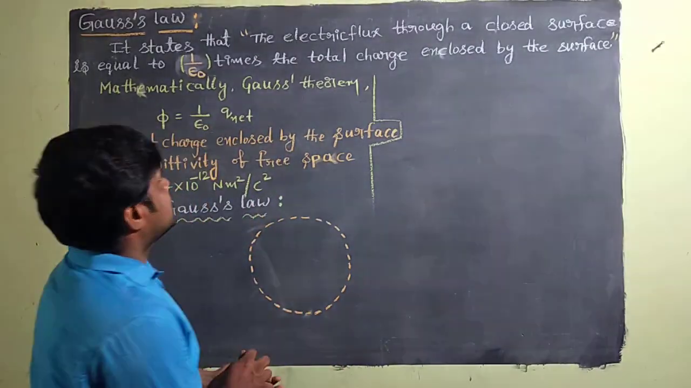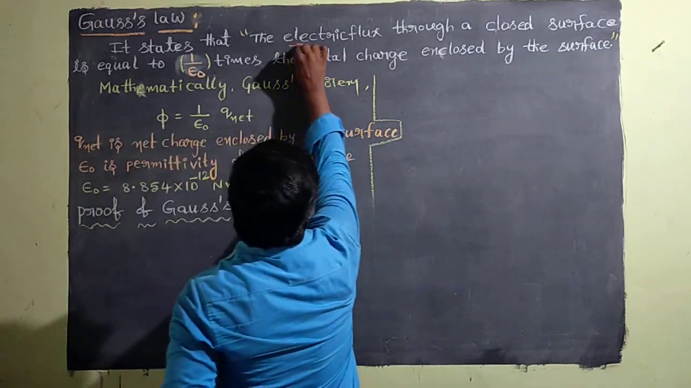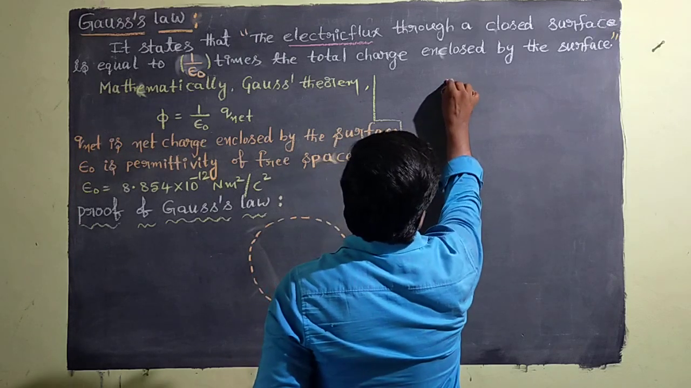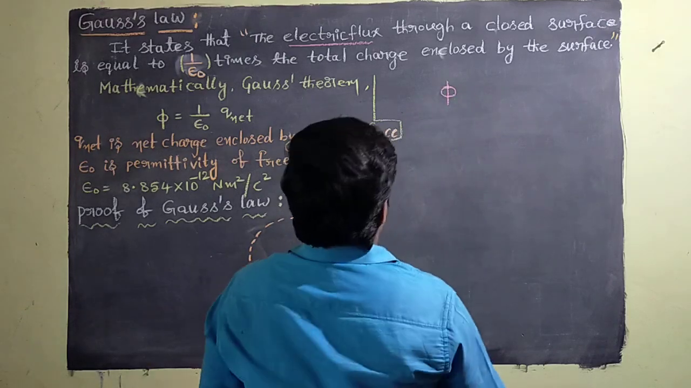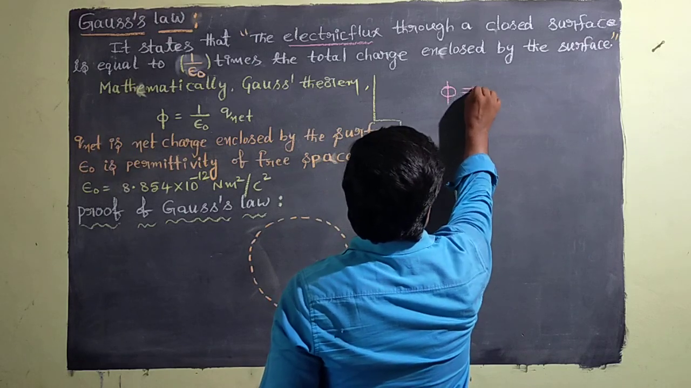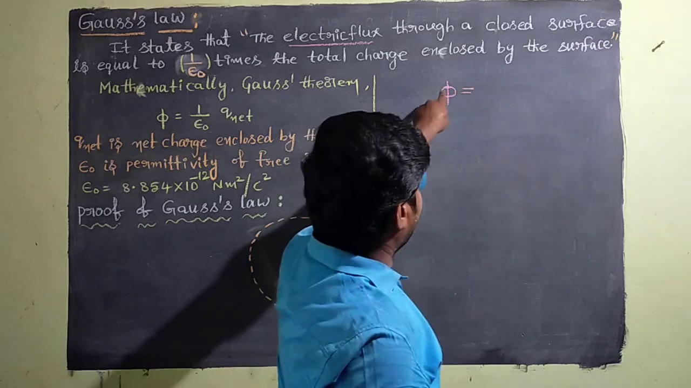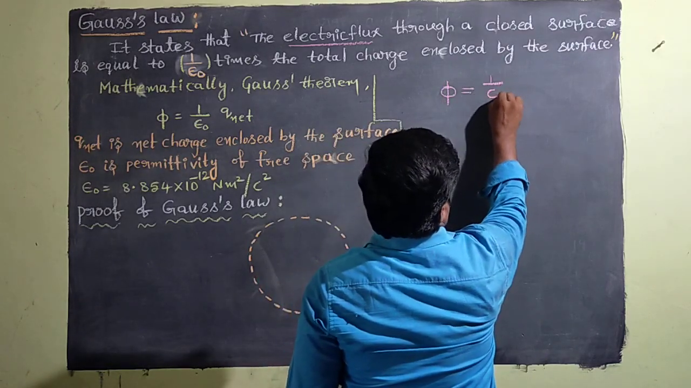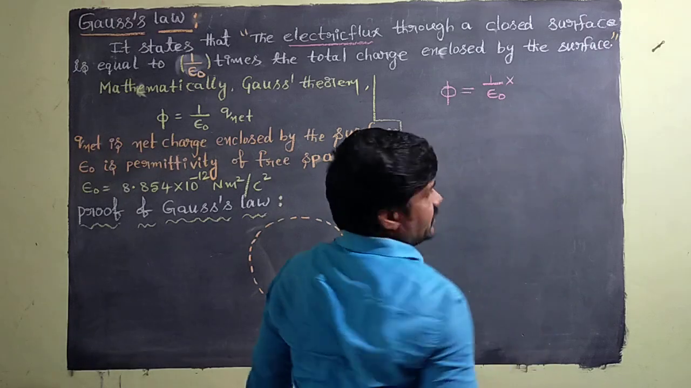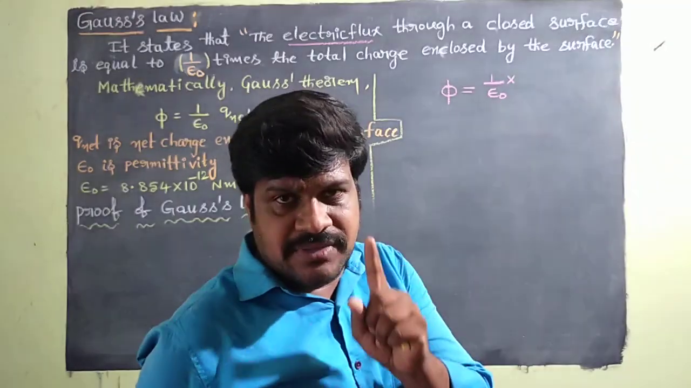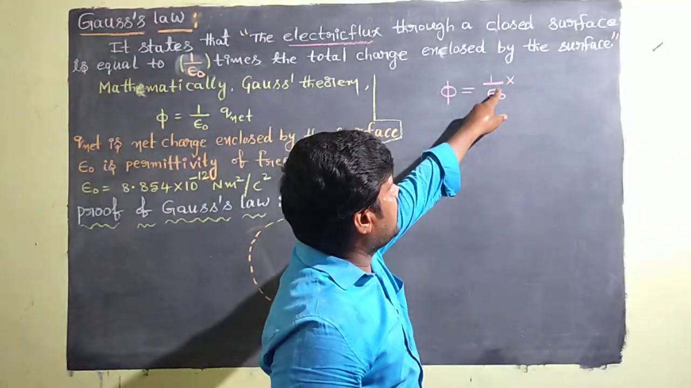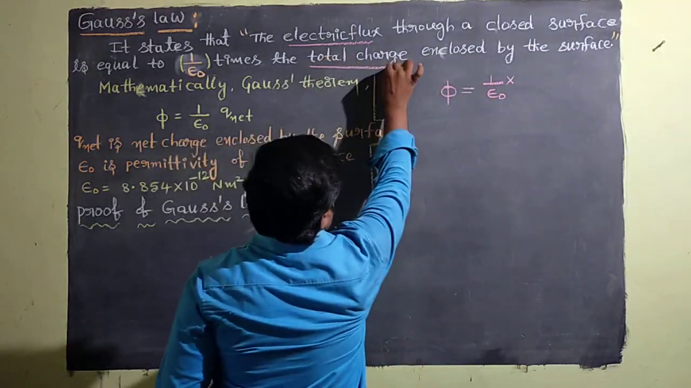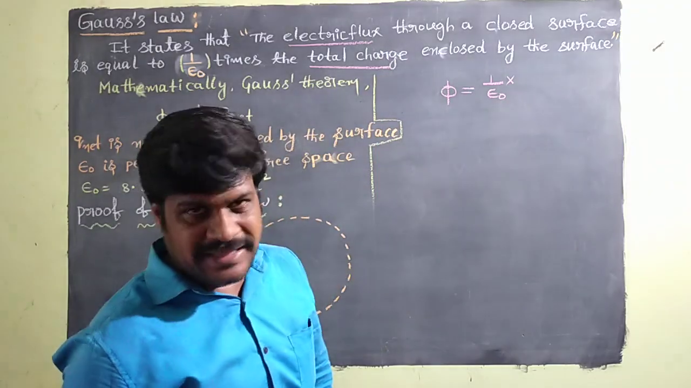Now, what he is saying is about the electric flux. Electric flux is denoted by phi, as I told you in the morning. The total electric flux is equal to 1 by epsilon naught times the total charge enclosed by the surface. He is saying enclosed by the surface.